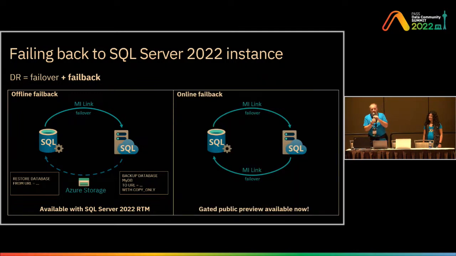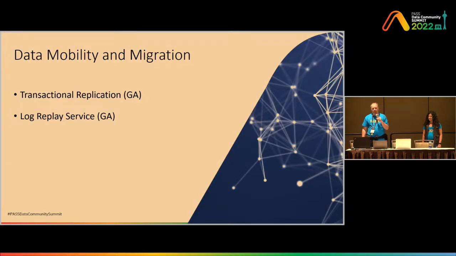All right, we are introducing, as of today, a gated public preview for failing over to Managed Instance, as you might have seen on the keynote demo, also failing back online. That's an amazing feature. On the data mobility and migration, transactional replication is finally in GA. But wait, it's not like you can replicate only to Managed Instance. You can use the Managed Instance as a source for transactional replication that is also supported.